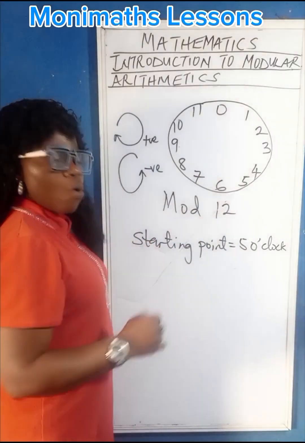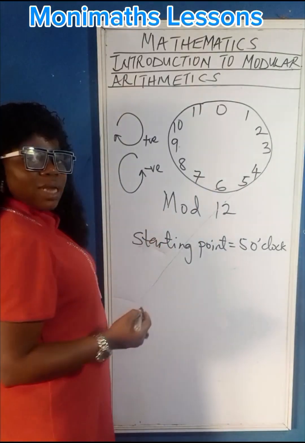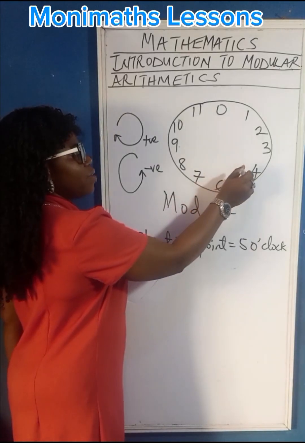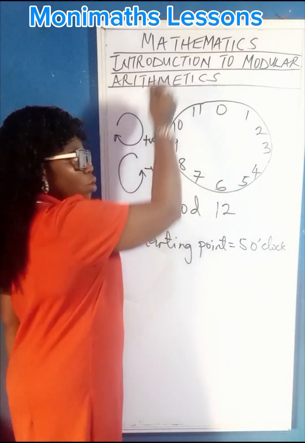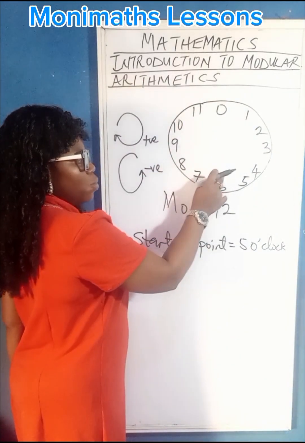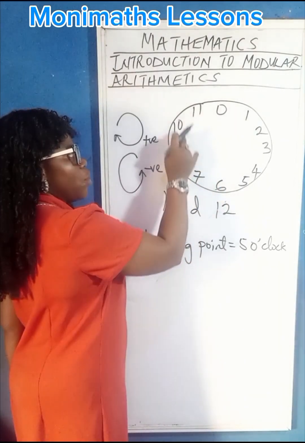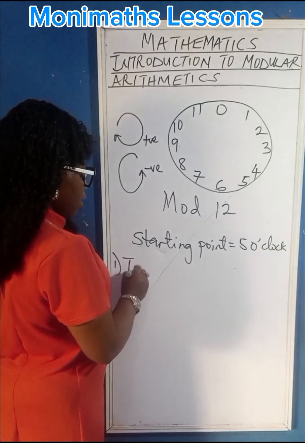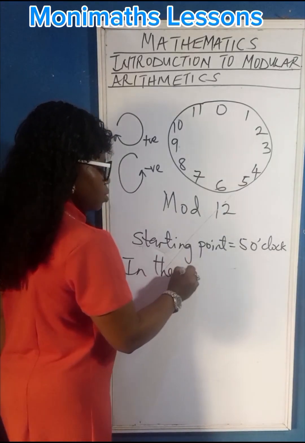We want to know what will be the time in the next 5 hours. Next 5 hours, we start from 5 and count clockwisely. So we have 1, 2, 3, 4, 5. That is 10. So in the next 5 hours, the time will be 10 o'clock.